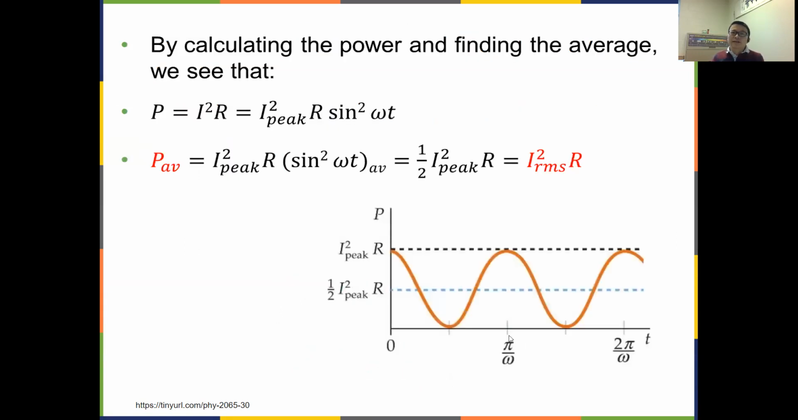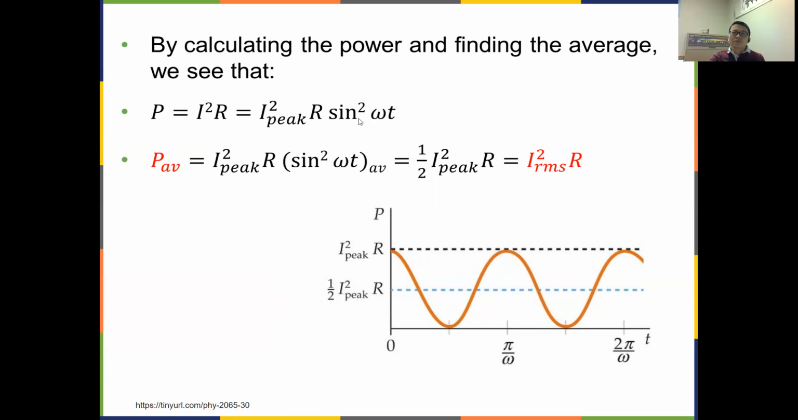So when you're calculating the average power consumed by the resistor in the circuit, you can use I squared times R. I is a sine function, so that has to be squared. It gives you the peak value of the current squared times R times sine of omega t squared. For the average power, you average that expression. I peak squared is a constant, R is a constant, so the average will be just on this sine squared omega t, okay?